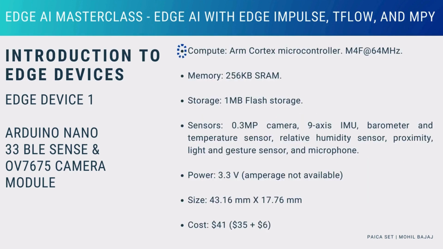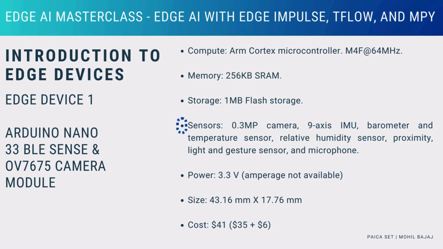Coming to the specifications, the Arduino Nano 33 BLE Sense is equipped with an ARM Cortex-M4 processor, running at 64 MHz. It features 256 kilobytes of SRAM and 1 megabyte of flash storage, balancing efficiency with sufficient space for small to medium-sized projects. This device is also sensor-rich. It includes a 9-axis inertial measurement unit, or IMU, a barometer or pressure sensor, humidity, temperature, proximity, light, and gesture sensors, and even a microphone. These features open up a myriad of application possibilities.